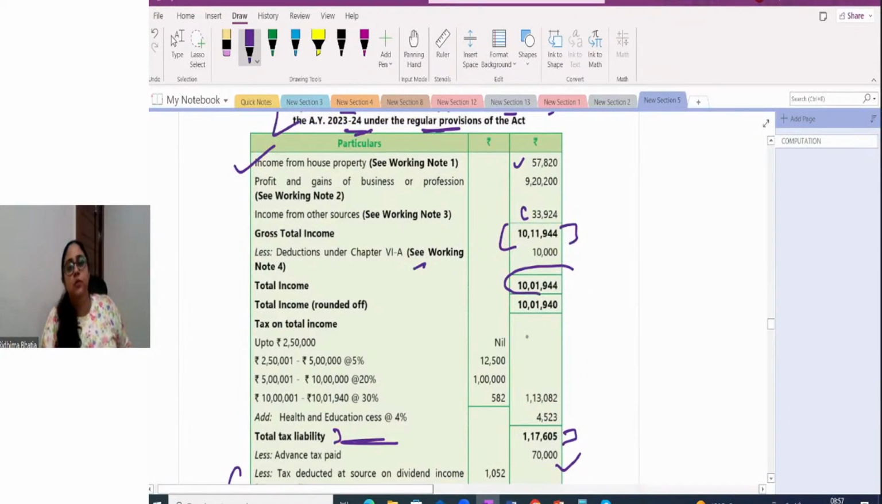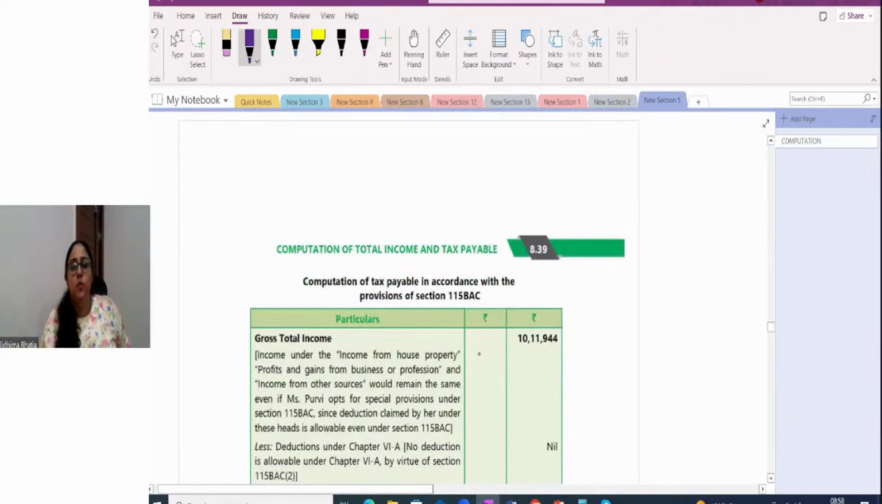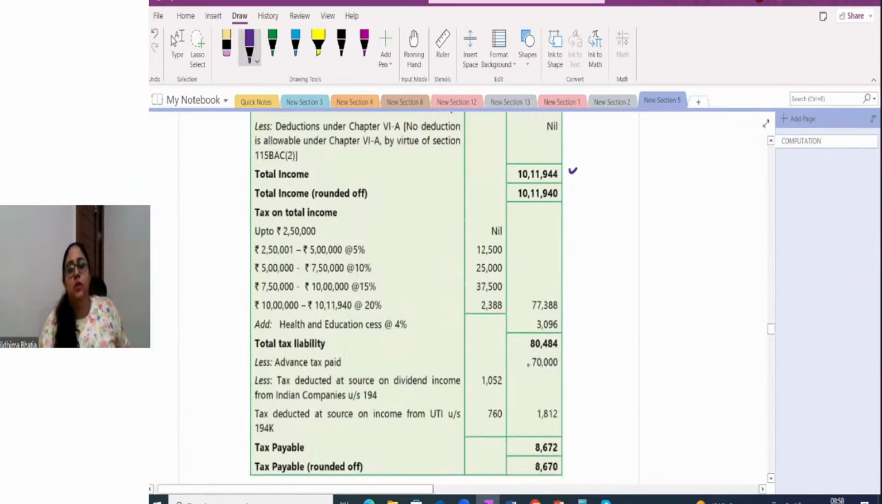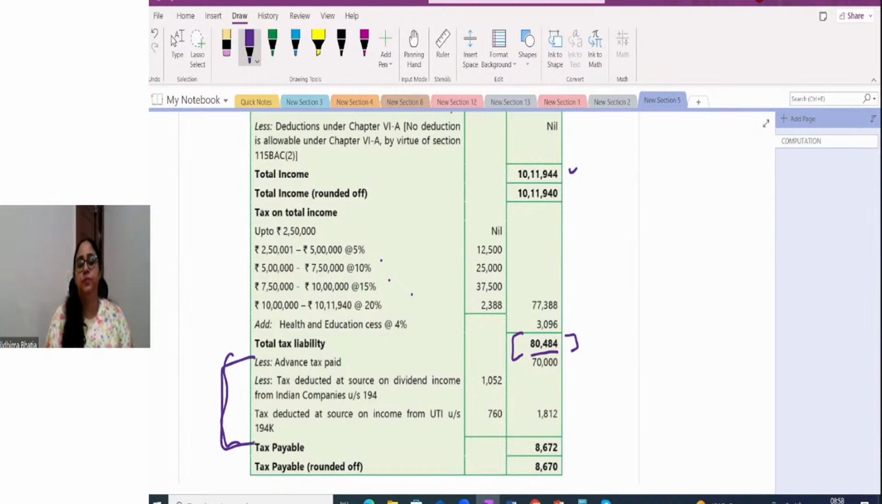So the total income for the purpose of 115BAC would be 10,11,944. So my gross total income would be my total income here. Now compute the tax, and you will now see, because of these lower slabs, what the benefit is. Tax liability is coming to 80,484. Quickly compute whether you are getting the tax liability or not. And these provisions, as you see, remain unchanged.